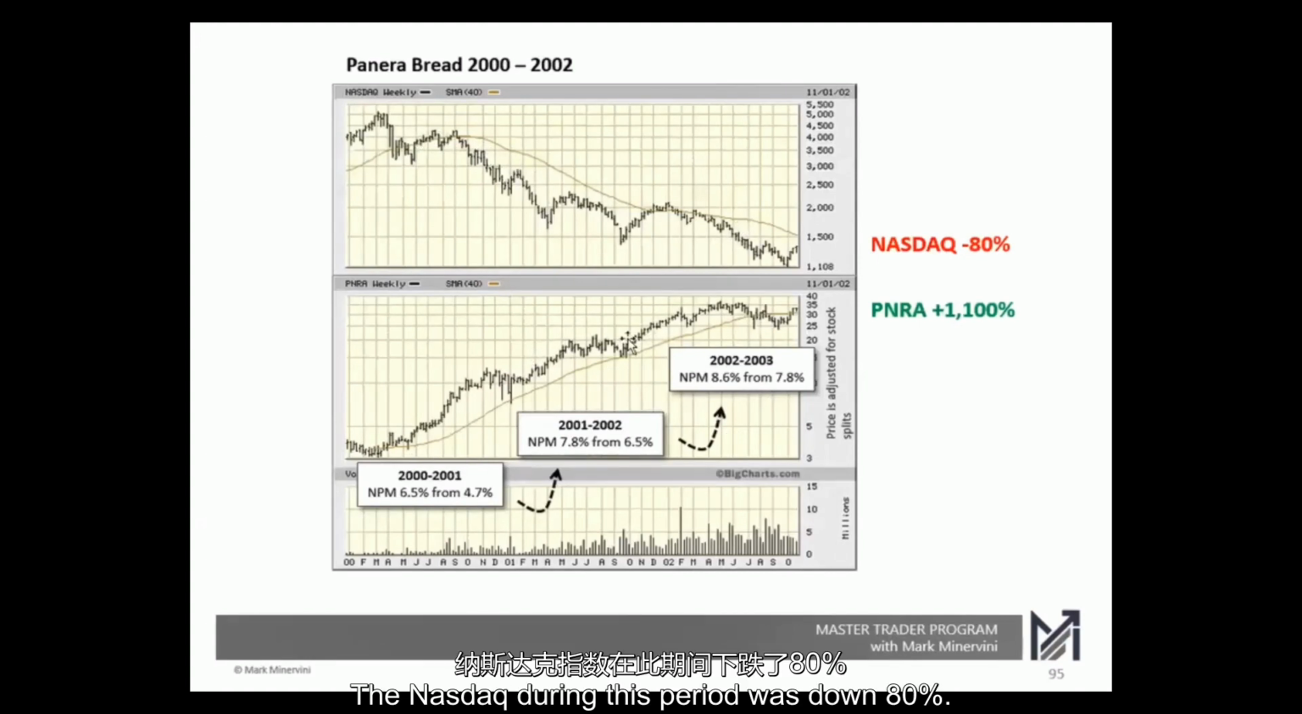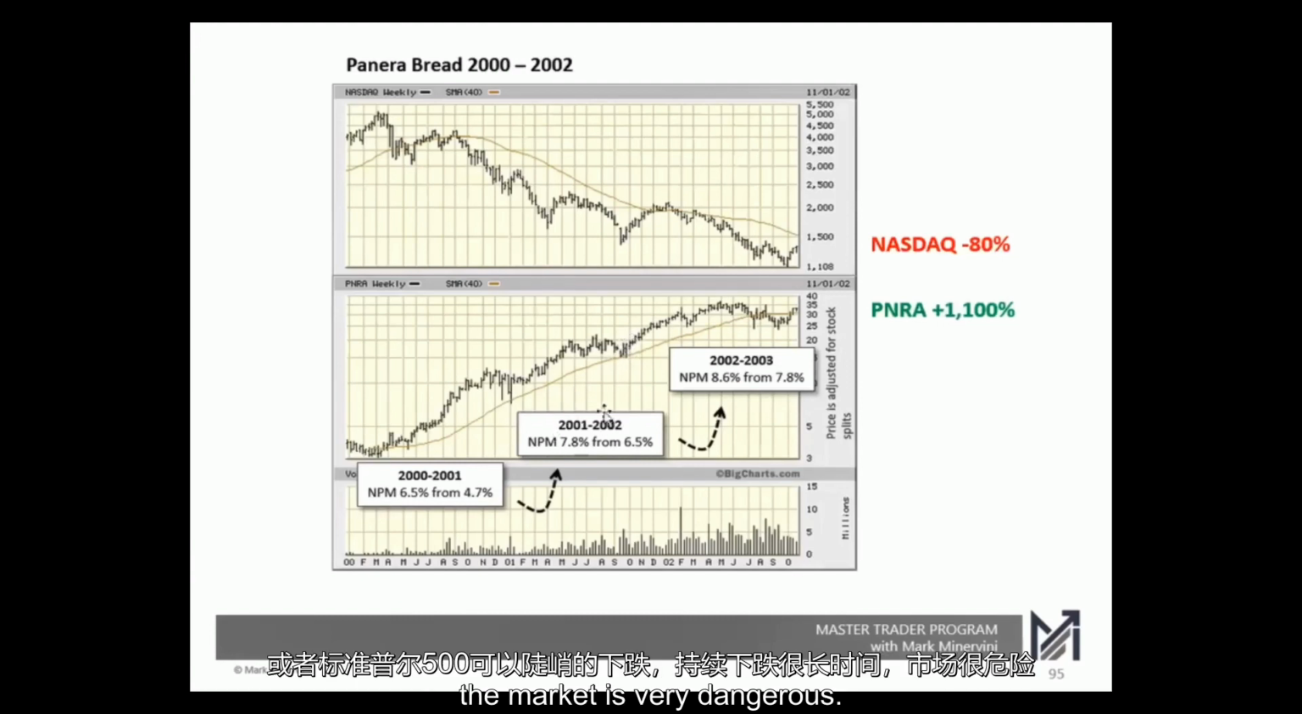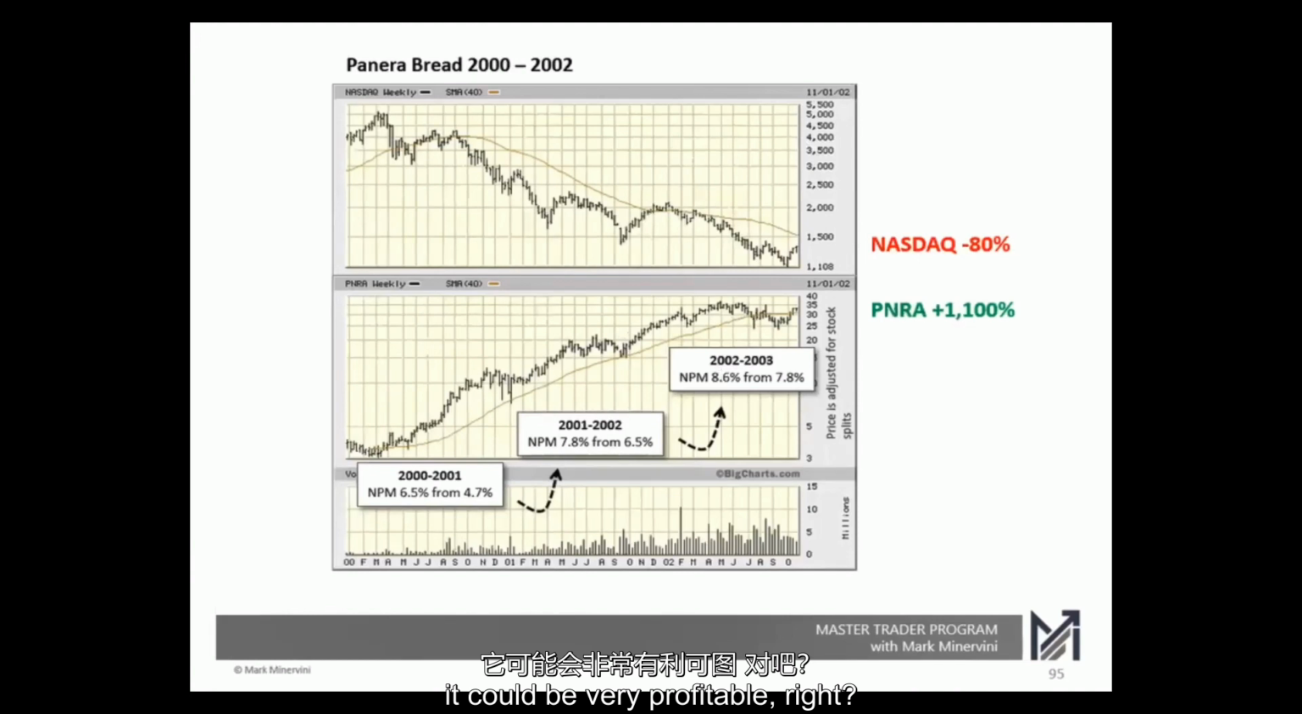The Nasdaq during this period was down 80%. Okay, that's not a mistake. 80%. So again, if you think the market is so safe, if you didn't live through this, maybe you might think that. But when you live through a couple of these bear markets, you start to realize that even the Nasdaq, even the Dow or the S&P 500 can go down precipitously and go down for a long period of time, and that the market is very dangerous. But if you're in the right names, it could be very profitable, right?